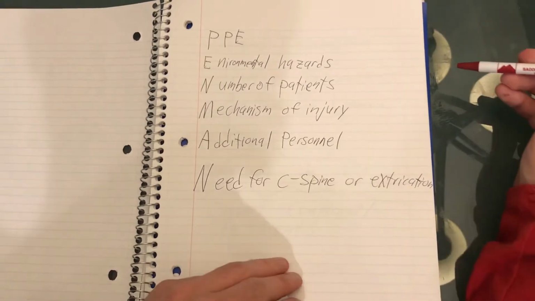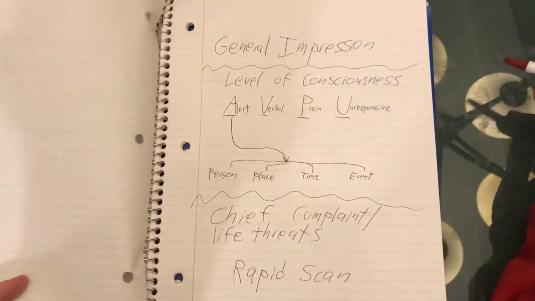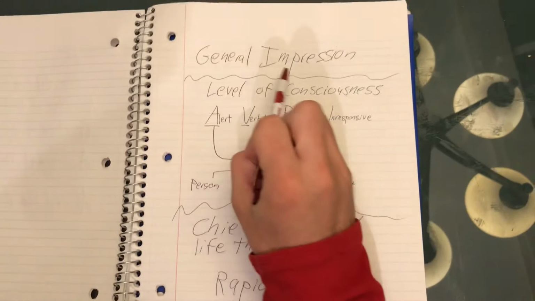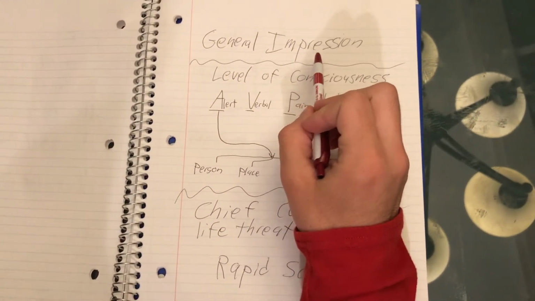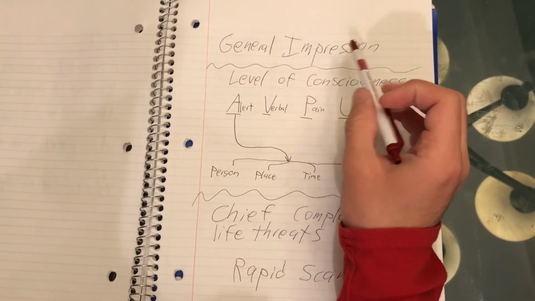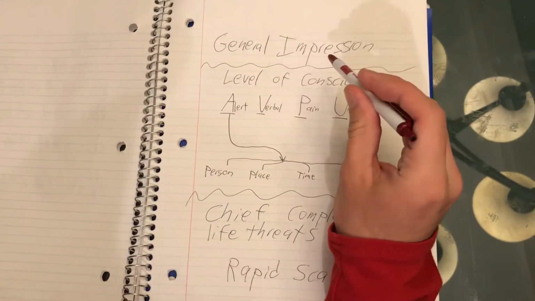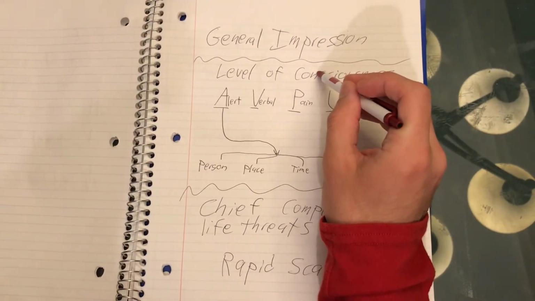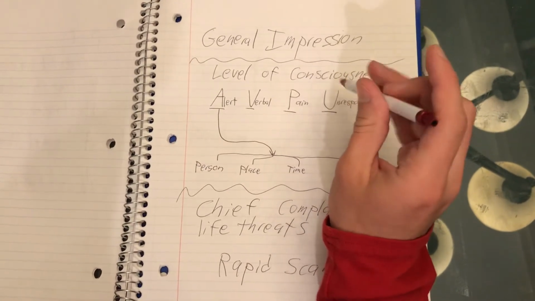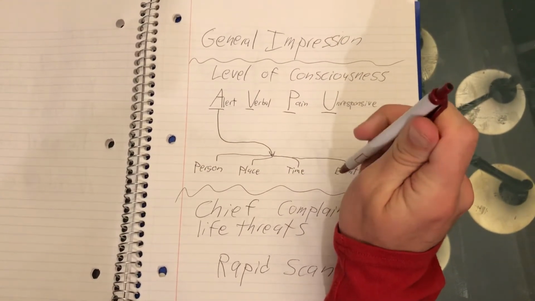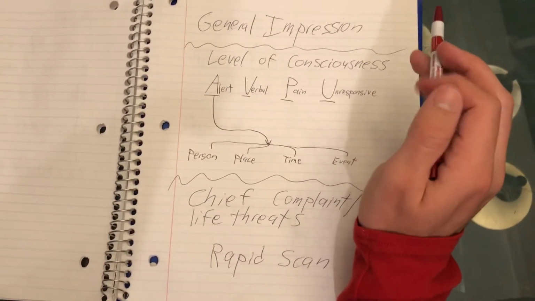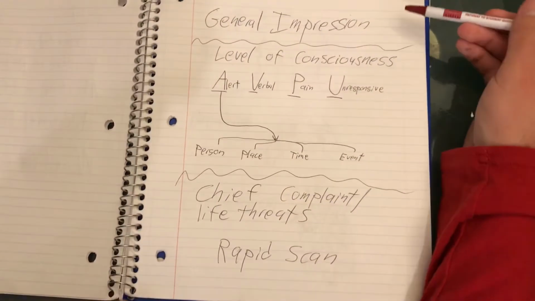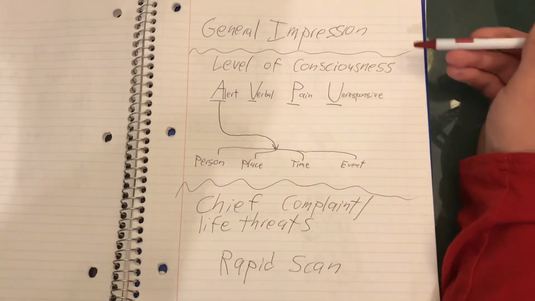Okay, and then after that, you form your general impression, which basically is an automatic thing in your head that you state whether or not the patient is doing well in your opinion when you first arrive. So if they're walking around, then that's a pretty good impression, but if they're unconscious, that would be bad. And a lot of your treatment depends on the general impression.